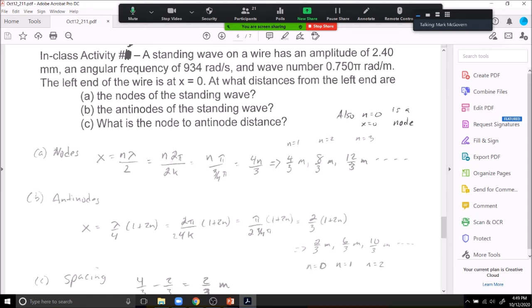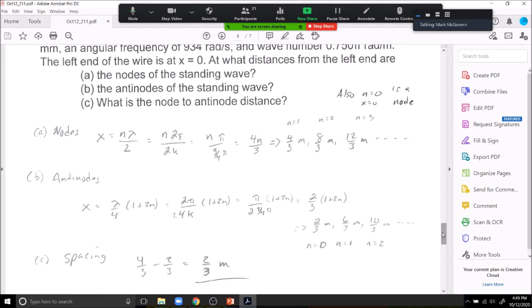What is the node to antinode distance? Well, you could just subtract any adjacent nodes, right? So 4/3 minus 2/3 is what I did here, and it's apparently 2/3 meters. And I automatically know what the wavelength is, right? Multiply that by a factor of 4. That's it. The wavelength is 8/3. And the second harmonic is always equal to your wavelength, so you can always see it from there too. All right.